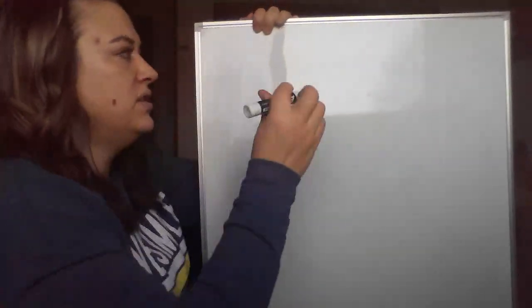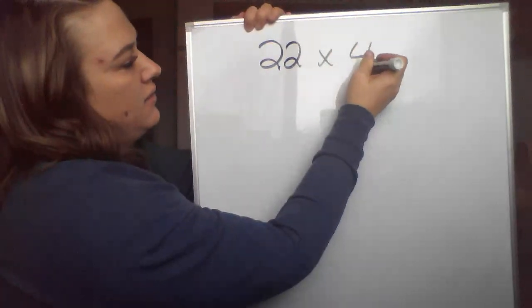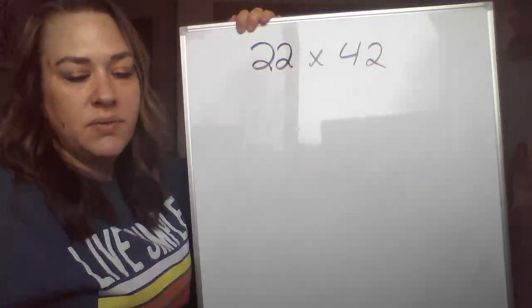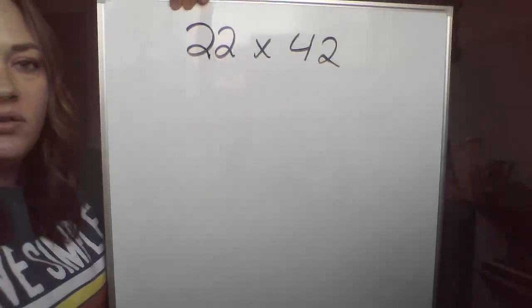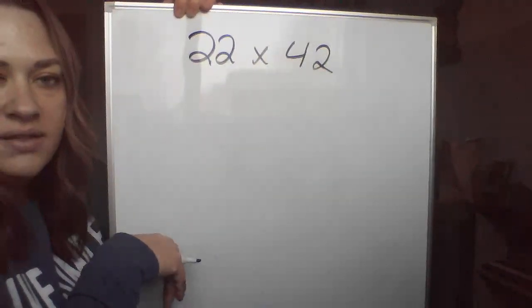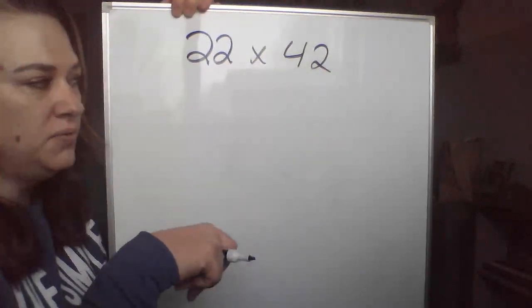So we are going to do 22 multiplied by 42. So we're going to do a couple each way. We're going to do some with the area model, some with the partial products, so you can kind of see both of them a couple times. We'll probably do like 2 and 2.